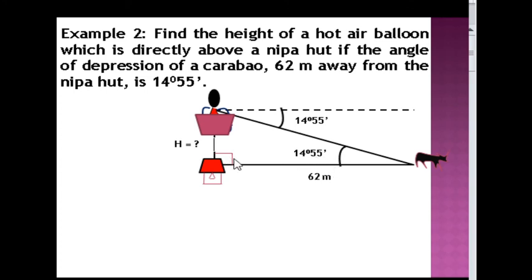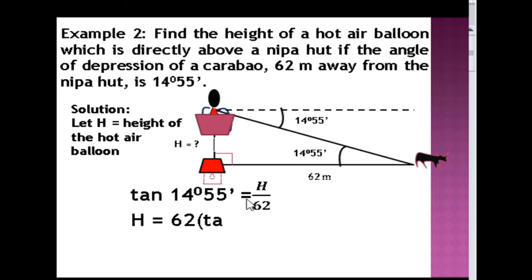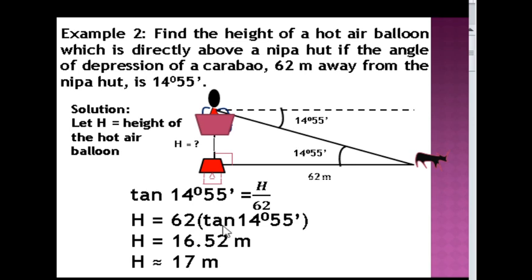Now, solving for the height of the hot air balloon above the level ground, we let h be equal to the height of the hot air balloon. Using tangent function, tangent 14 degrees 55 minutes is equal to h over 62, where h is equal to 62 times tangent 14 degrees 55 minutes, which is equal to 16.52 meters, approximately equal to 17 meters.